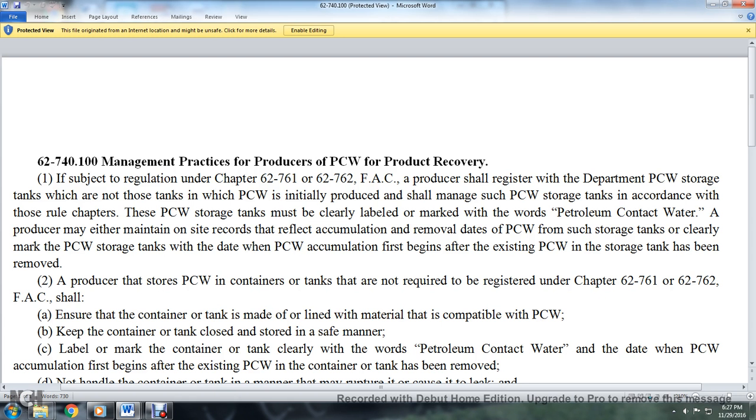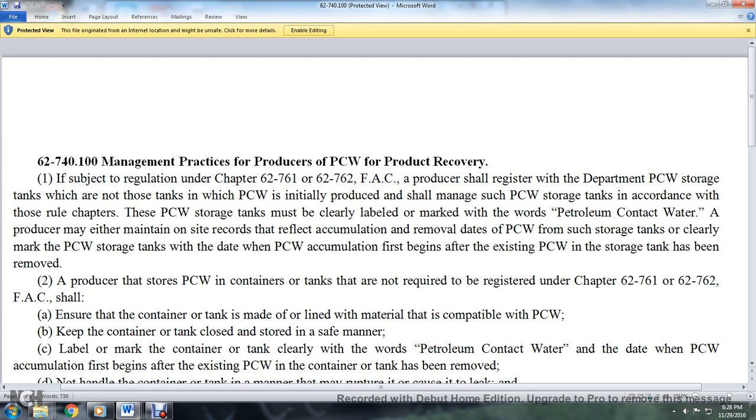A producer may either maintain a written record of the accumulation and removal dates of the petroleum contact water from the storage tank, or clearly mark the petroleum contact water storage tank with the date the petroleum contact water accumulation first began after existing petroleum contact water in the storage tank has been removed.